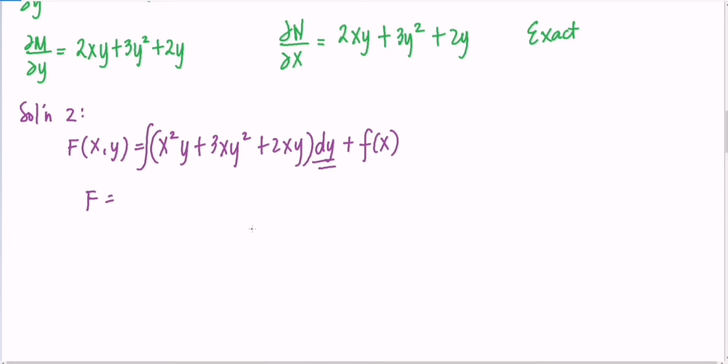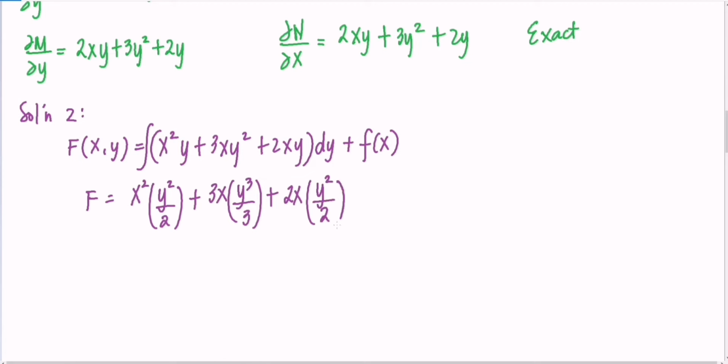So, in terms of y, ibig sabihin, ang i-integral natin ay yung y. Okay? Tapos yung x squared, we will treat that as constant. So, magiging integral ng x squared y would be x squared, and then, integral ng y is y squared over 2. Okay? Plus, ito naman, 3x is constant. So, ang integral naman ng y squared ay y cubed over 3. Diba? Plus, so ito naman, 2x constant. So, si y naman, ang integral niyan ay y squared over 2. Okay? So, na-integral na natin, wala na si dy, and then plus f of x.